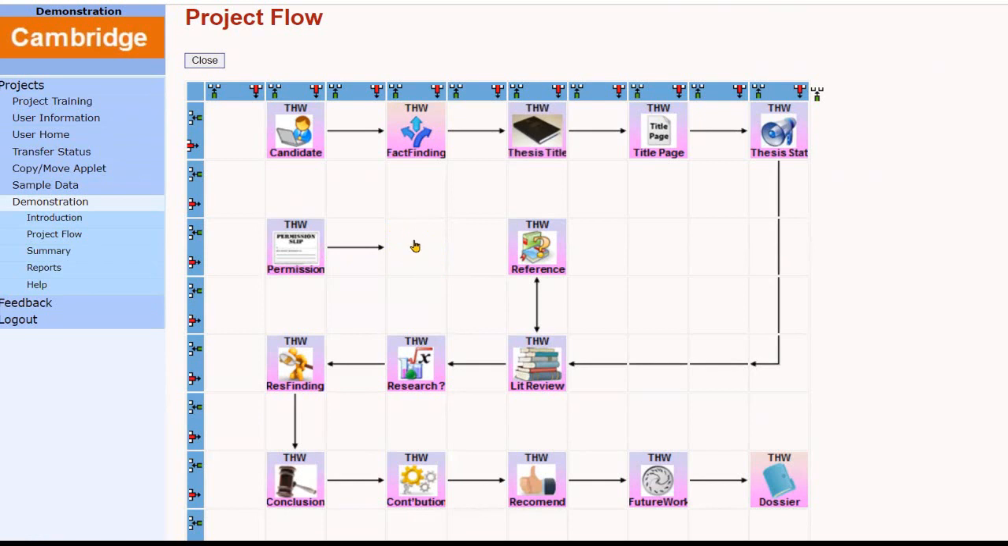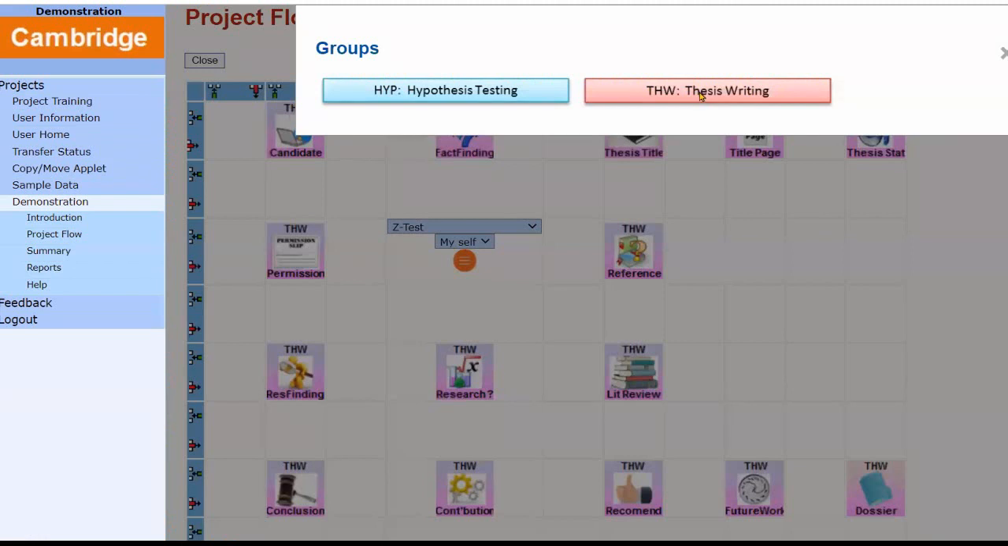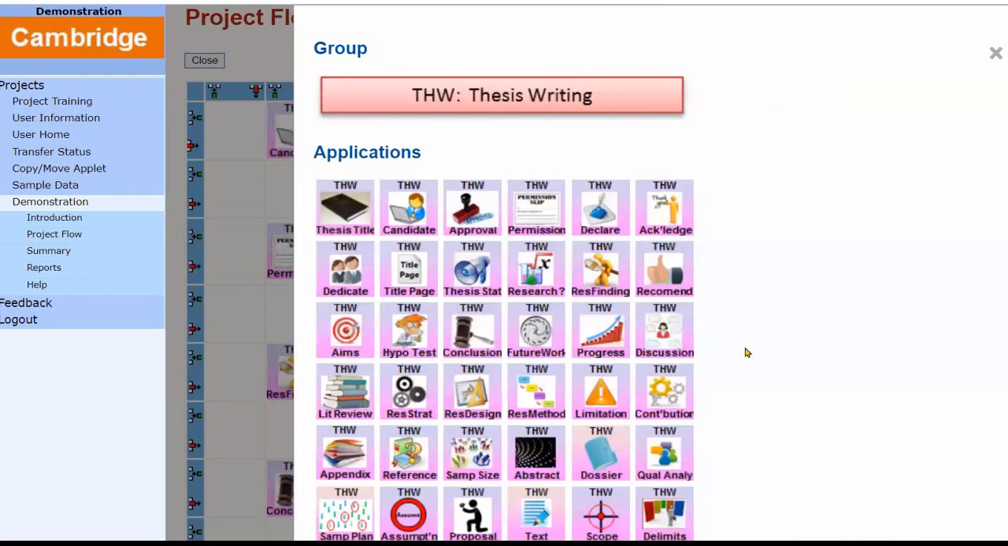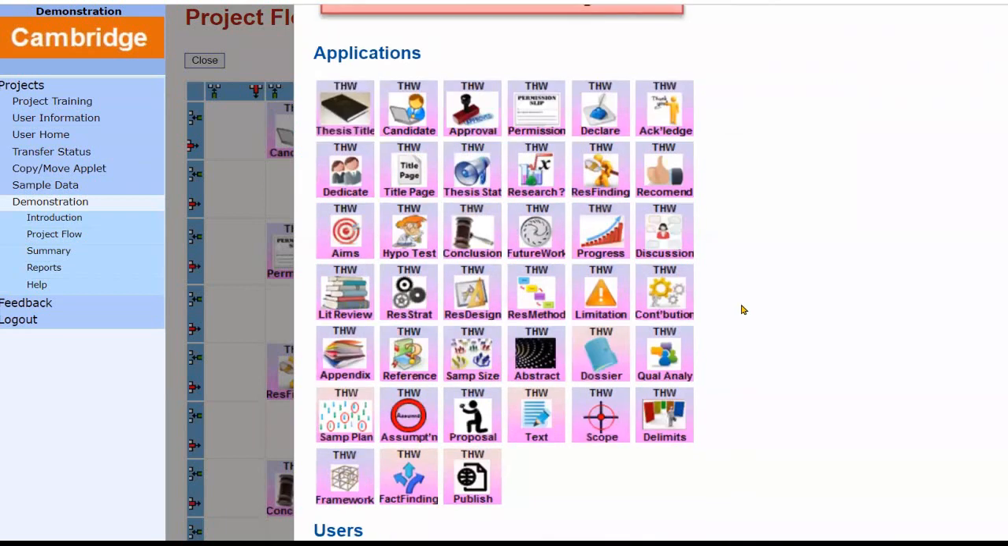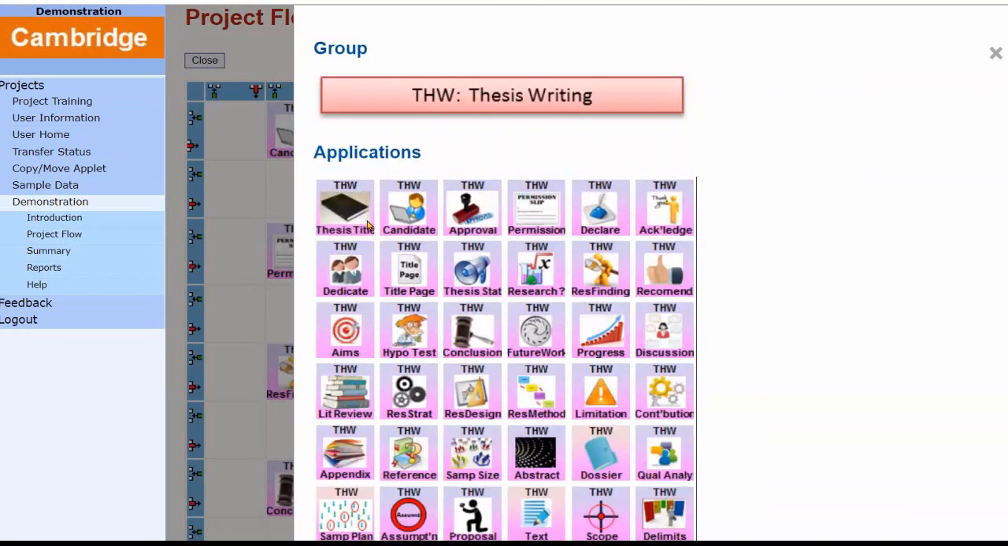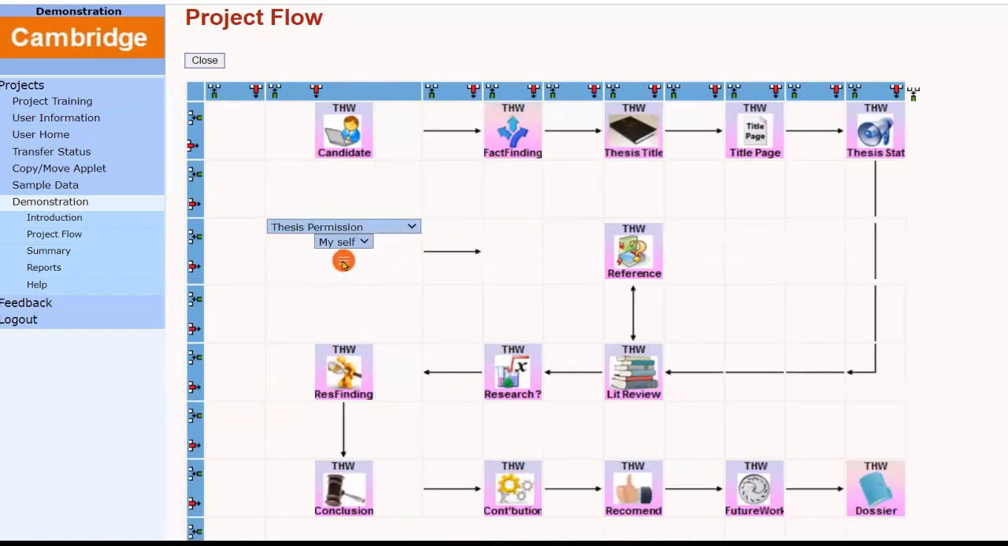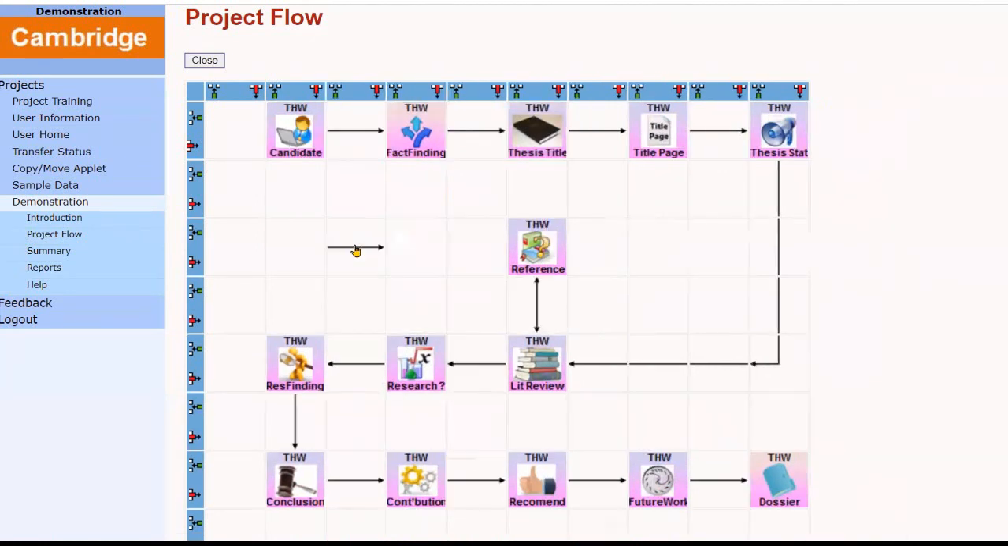Now, if I click on the next empty box and the first option once again, we are still interested in thesis writing. And again, the applications open to us. Okay. Now, I'm going to quit from that, back to here, and I'm going to delete this one. This orange button here has a dustbin that allows me to delete. And I'm going to click on this arrow here. And again, there's a dustbin there to delete. And I'm back to my original project flow.